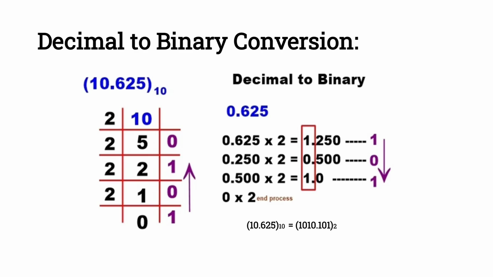So for the integer part, we are going to divide by 2. For the fractional part, we are going to multiply by 2. Then finally we are going to take the remainder values and find the answer as 1010.101 with base 2. This is the decimal to binary conversion.